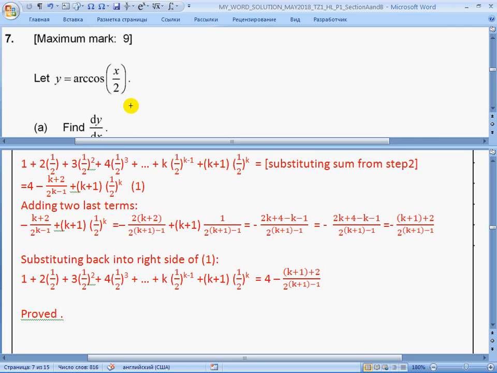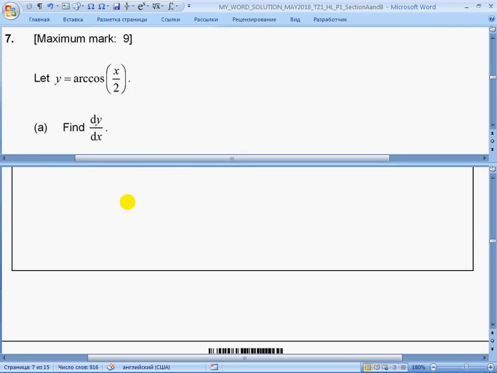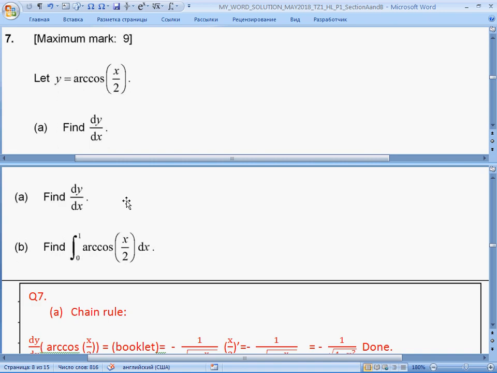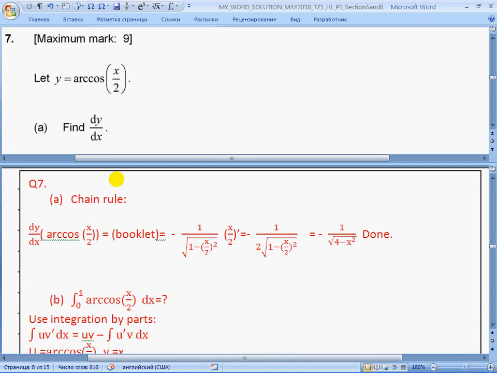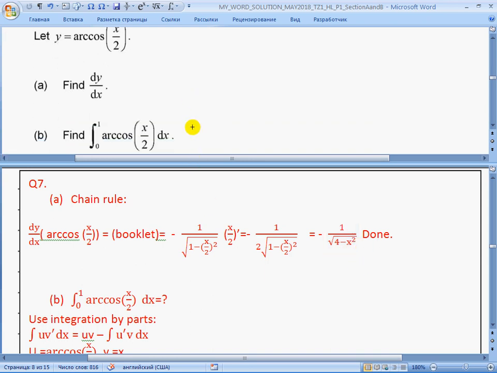Question 7. We have our arccosine function, and we should find the first derivative. We use the chain rule. So first we find the derivative of the function of something. We look into the booklet. It gives us this minus 1 over square root. And we don't forget the chain rule, so we should also find the derivative of x over 2. So we have simplified this expression.